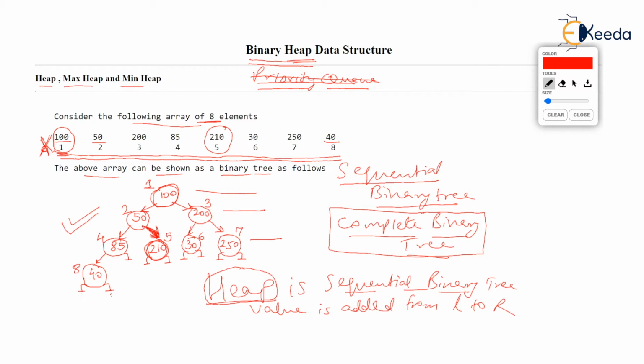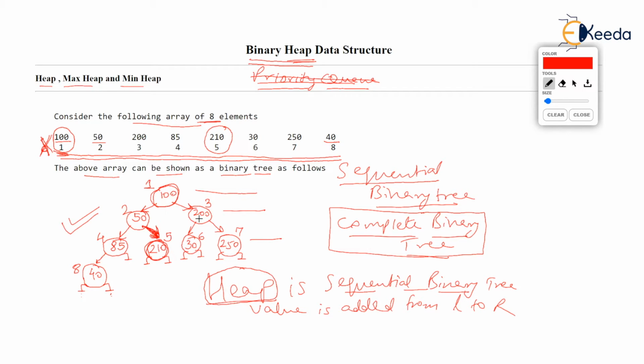Just try it again. Who is the parent of node number 2? That is 50. Parent of node number 2 is 2 divided by 2, that is 1. Who is the parent of node number 3? Node number 3 has parent at 3 divided by 2. 3 divided by 2 is 1. Okay, that means if child number is given, we can easily find out parent number. Of course, converse is also true.